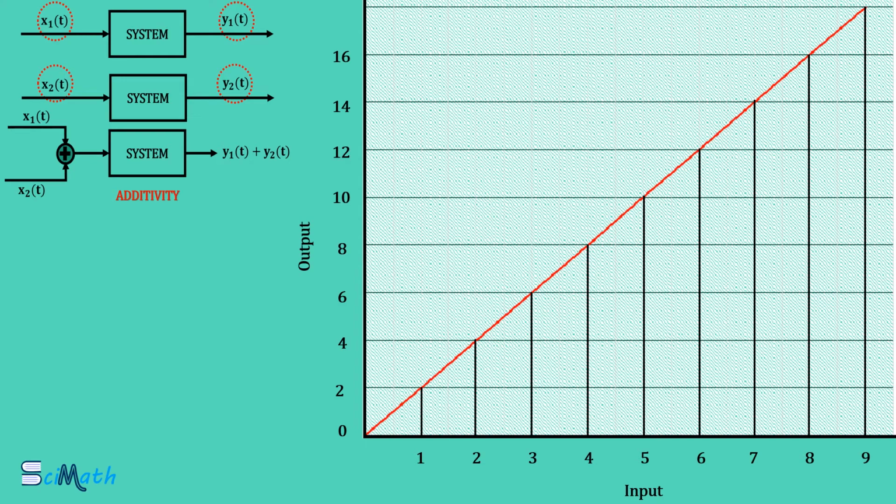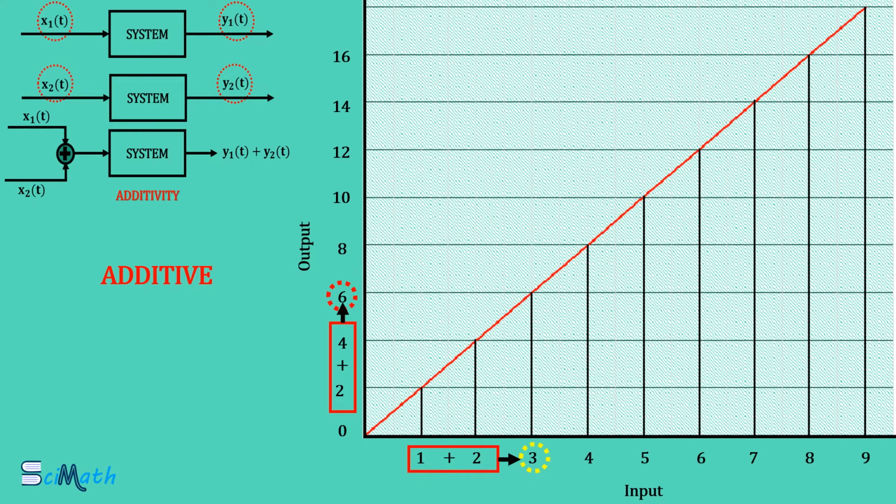See, when the input is 1, the output is 2, and when the input is 2, the output is 4. Now the combination of these two inputs is 1 plus 2, that is 3, and when the input is 3, the output is 6, which is exactly the combination of corresponding outputs for inputs 1 and 2. So the combination of inputs to the system generates output as the combination of corresponding outputs. So we can see this system is additive.